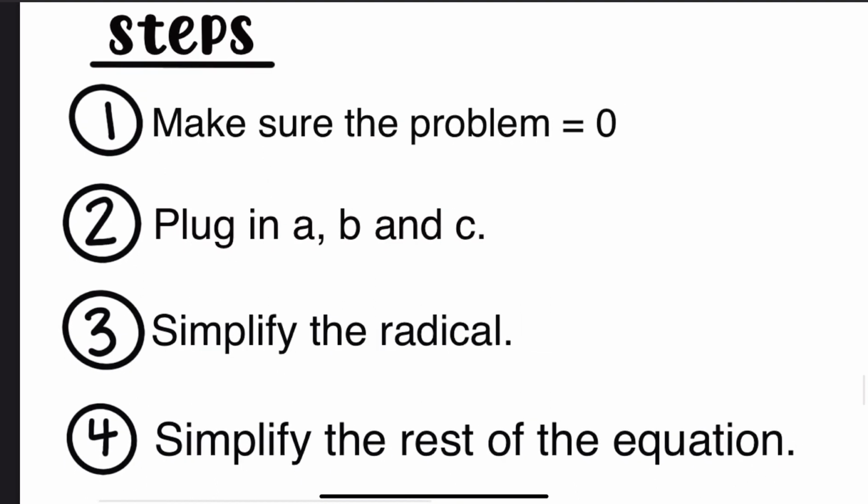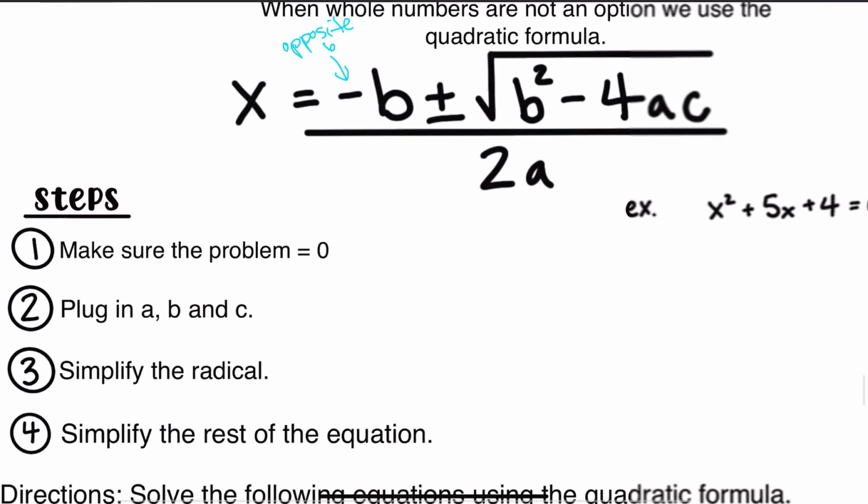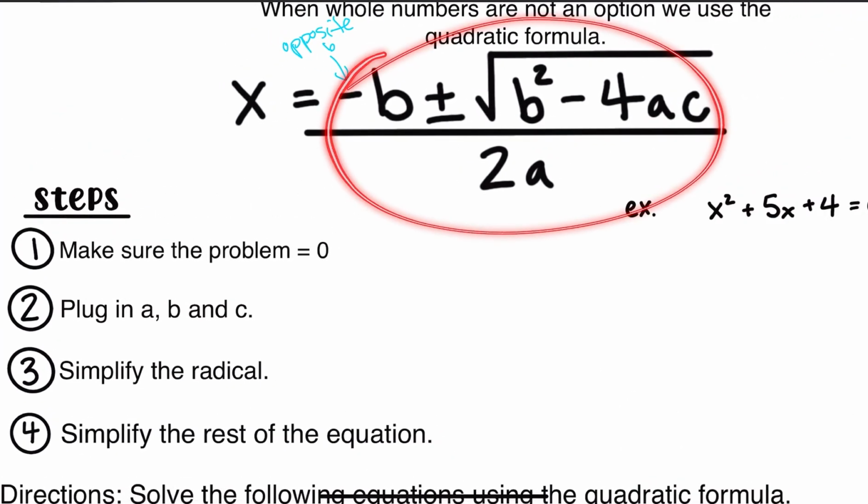It says make sure the problem is equal to 0. We need that to equal 0 because sometimes it won't be, and that will not give us an accurate A, B, and C. So we need to change it first so we have everything on one side so we know what A, B, and C should be. Okay, next, plug in A, B, and C. Makes sense. You're going to plug in your numbers or your letters into this guy.